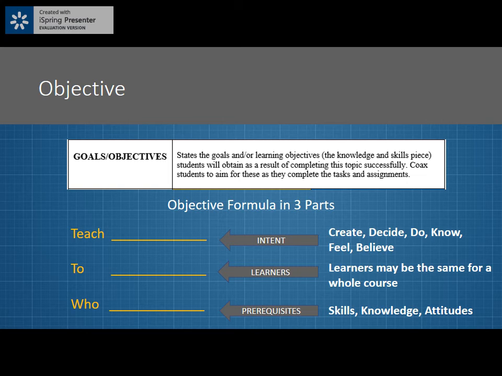The second slot states the group of people, the learners that we are addressing. And the learners are probably the same for an entire course. The third slot states the prerequisites that are necessary to accomplish the intent, the skills, the knowledge, the attitude that these students already possess.